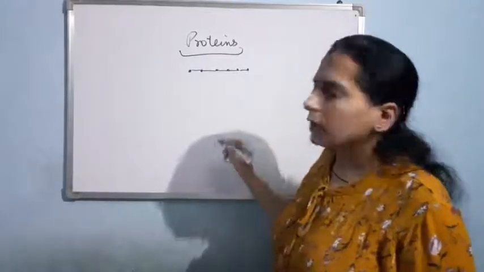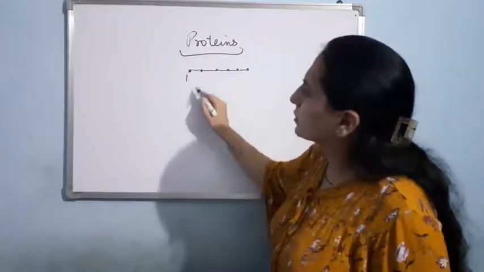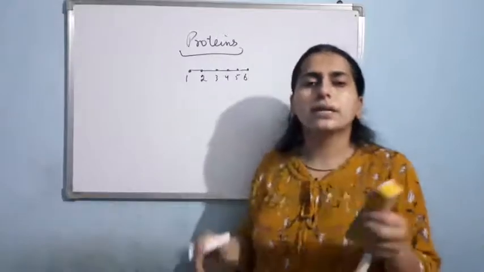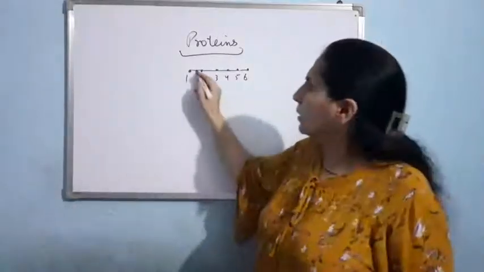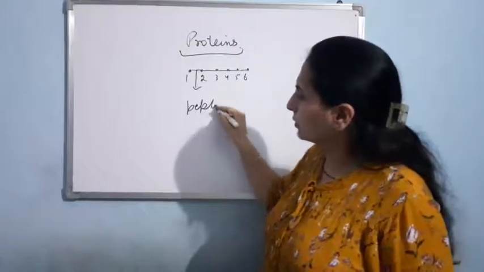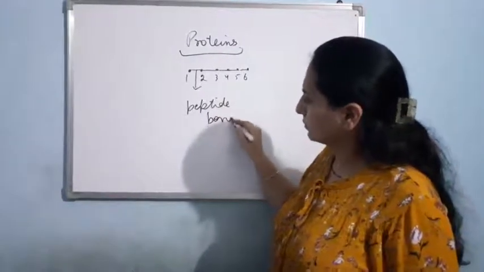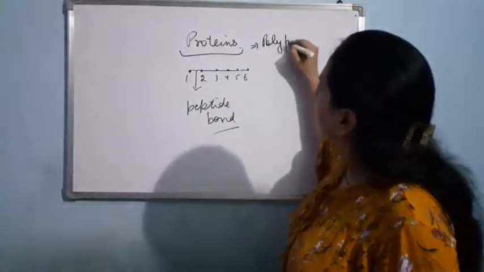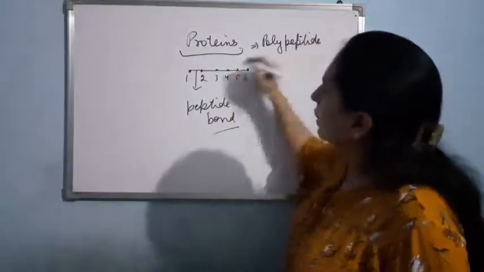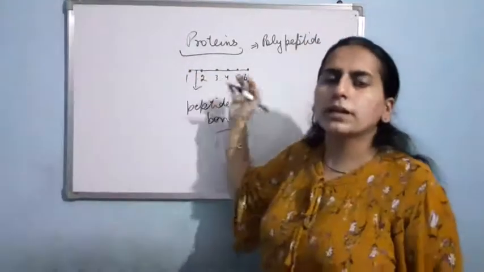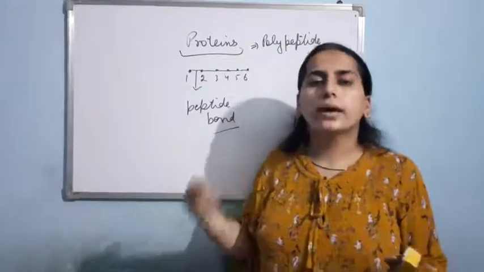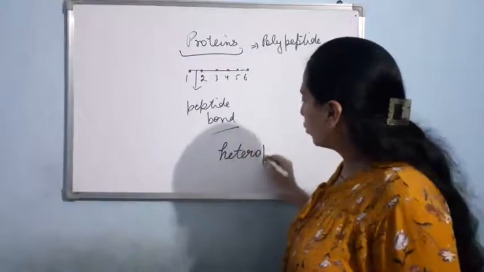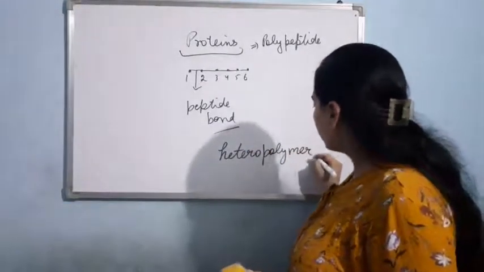Now, actually what happens in proteins, like I told you, the amino acids are joined. Am I clear? Suppose let me take the first amino acid, second, third, fourth, fifth, sixth. So in proteins, what is happening? The amino acids are being joined by the peptide bond. Clear? Like this, the chain will be formed having so many peptide bonds and so many amino acids. And proteins are heteropolymers. They are not homopolymers, they are heteropolymers.